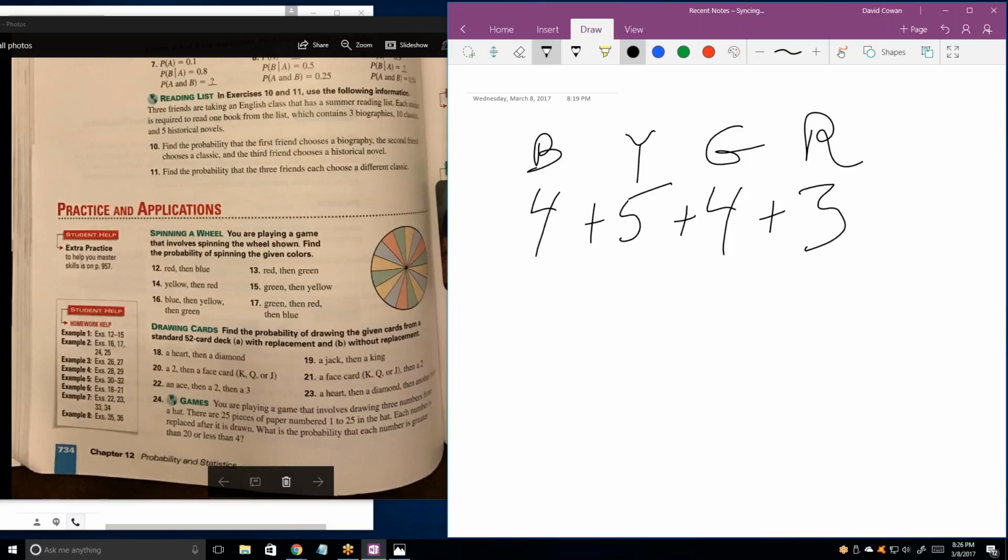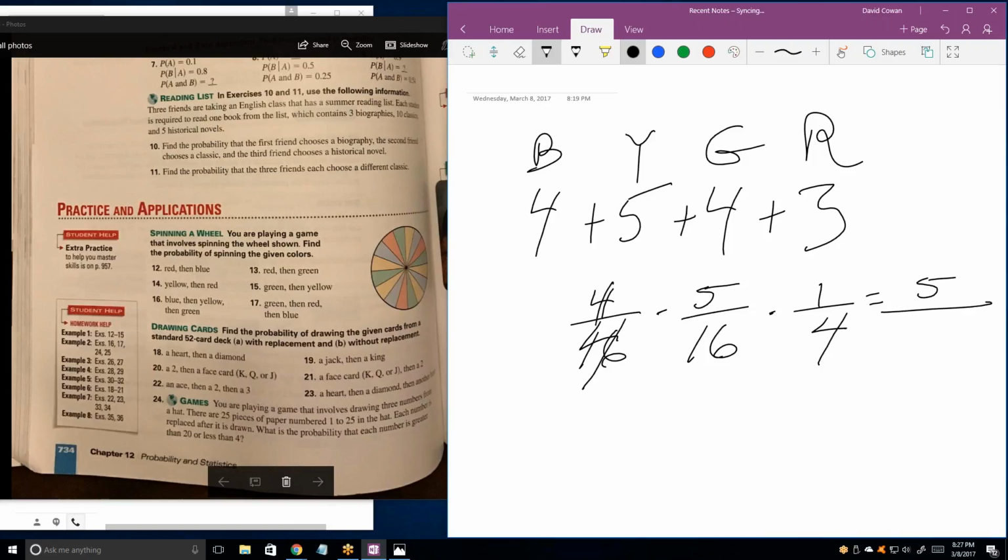Blue, then yellow, then green. So it would be 4/16, which is 1/4, times 5/16 times 4/16, which is 1/4. And then that would be equal to 5 over 256. Okay. Cool.